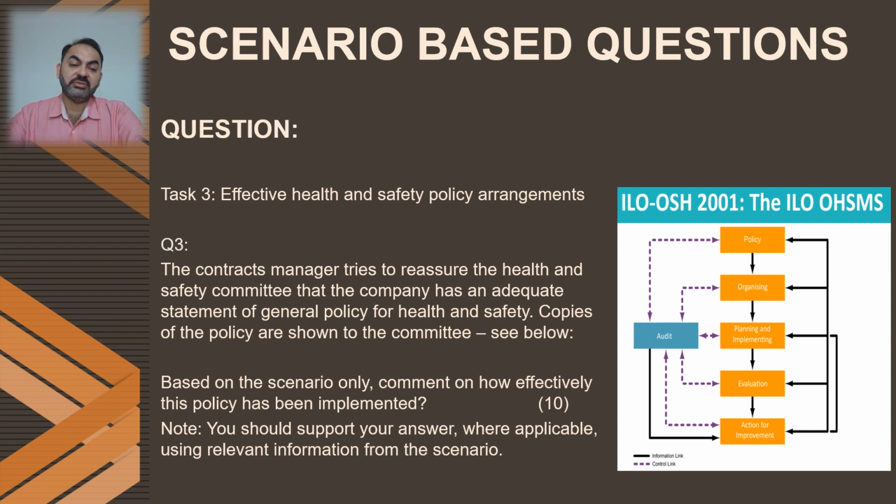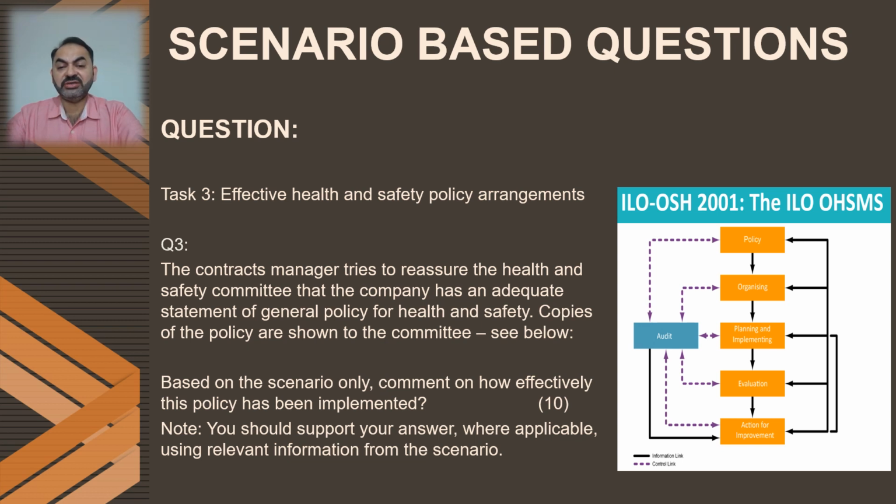As per the question, the contracts manager tries to reassure the health and safety committee that the company has an adequate statement of general policy for health and safety. Copies of the policy are shown to the committee, and we will see the extract of the policy statement in the next slide so that we have a better idea what is mainly discussed in that statement of intent. The main question is based on the scenario only: comment on how effectively this policy has been implemented.